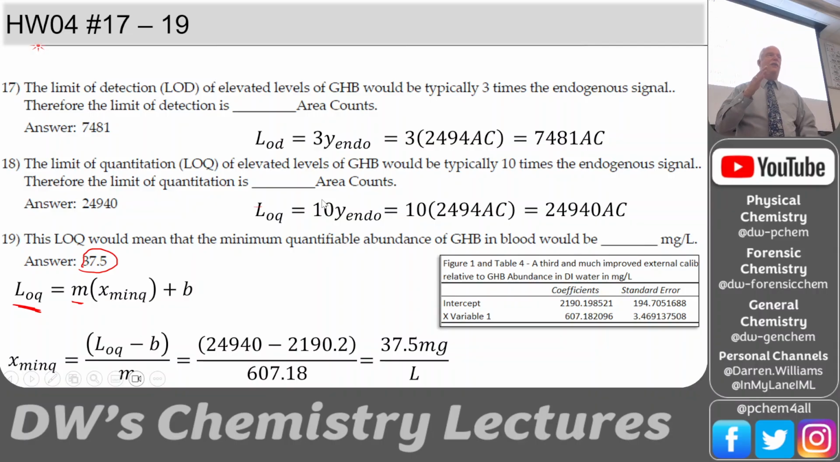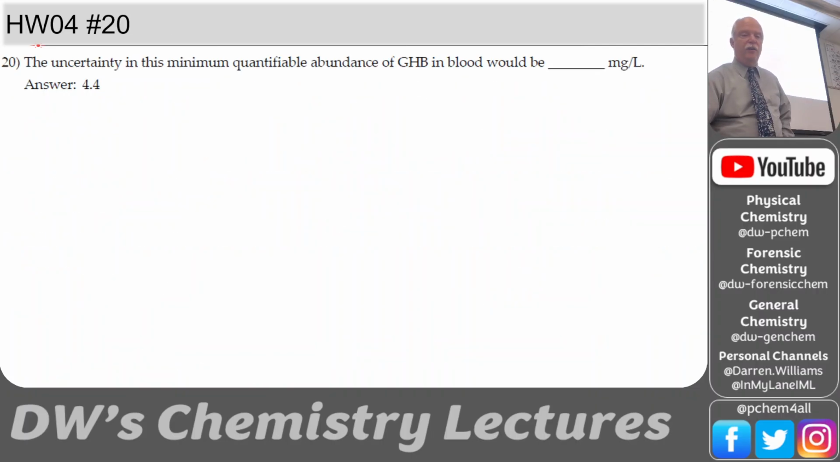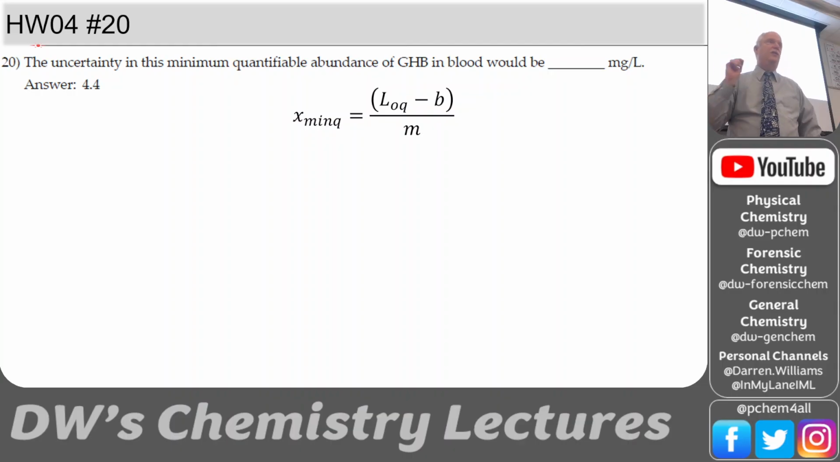Well, that's 37.5, but what's our uncertainty in that number? So that's the next calculation. Here we calculated it with this equation. This is the propagation of uncertainty that takes two parts. You have the numerator piece, which is LOQ minus B, and you have to calculate that first and calculate the uncertainty in the numerator. And then you have the quotient, the numerator divided by M. That's a different uncertainty equation, and you have to calculate the uncertainty in that. So these are the steps you would go through. We'll just call that numerator over M.